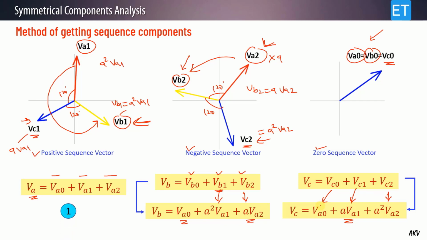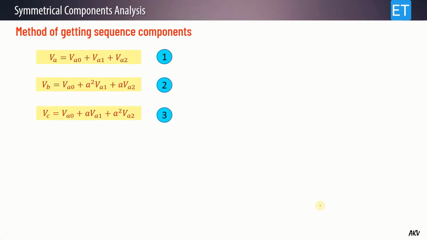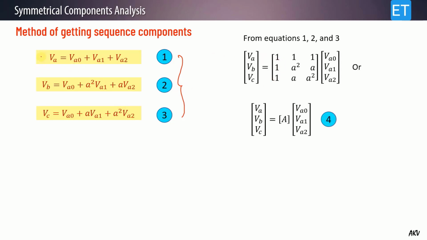So let me assume that this is equation 1, this is equation 2, and this is equation 3. I have rewritten all these equations here. So I can write these three equations as a matrix equation. You can see that VA, VB, and VC can be written in terms of VA0, VA1, and VA2 because these are common in all three equations. So VA, VB, VC equal to the matrix 1, 1, 1; 1, A square, A; 1, A, A square, times VA0, VA1, VA2.